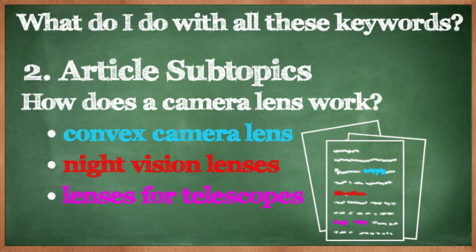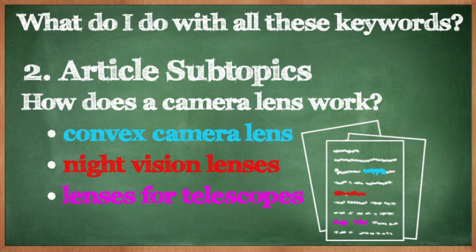Then we have other keywords which are not exactly complete sentences or questions, like this keyword convex camera lens. For these types of keywords, would you really make an article about that? Maybe. Wikipedia, for example, has an article on lenses, and this phrase appears as merely a subtopic of their primary lens article. So a person might just want to do something like that, just use the keyword as a subtopic.